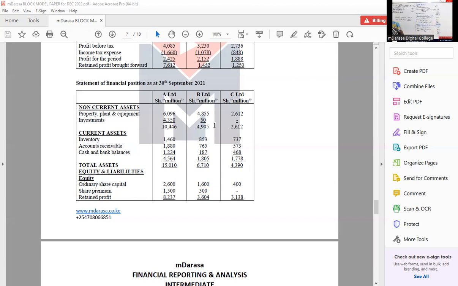I'm talking of 700 plus 3430. It's giving me 4130. And what was reported in our books? In our books, you can clearly see, if you check investments, we had 4350 plus the 50 in subsidiary, which ideally should give us 4400. So our investment in associate and in subsidiary is totaling 4130, but the total investment reported in our books was 4400.